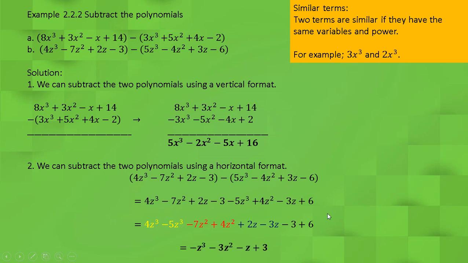And then you can do the addition. 4z cubed minus 5z cubed, so 4 minus 5, that is negative 1. Negative 7 plus 4, that's negative 3. 2 minus 3, that's negative 1. And then negative 3 plus 6, that's positive 3. So we have the answer: negative z cubed minus 3z squared minus z plus 3.